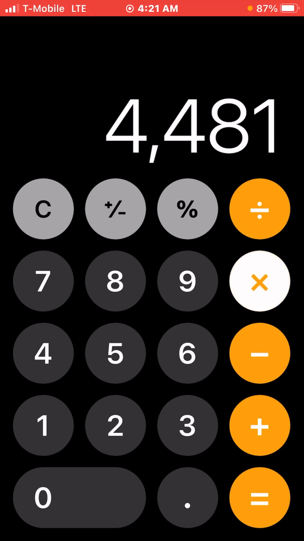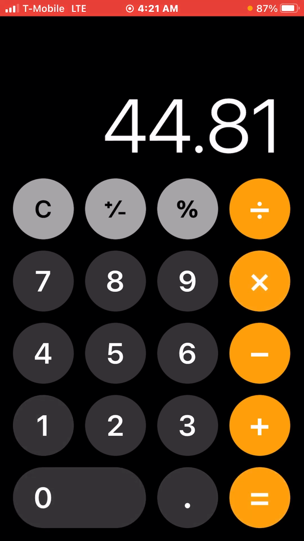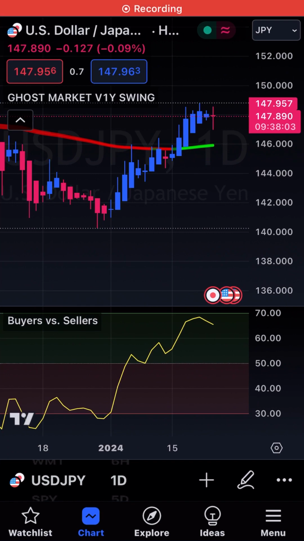So if you did this at the smallest number, which is a penny, you would have made $44. So with one lot size, one lot, you made $44. At 10 cents, you made $448. So just do the math. You just make sure you have enough.